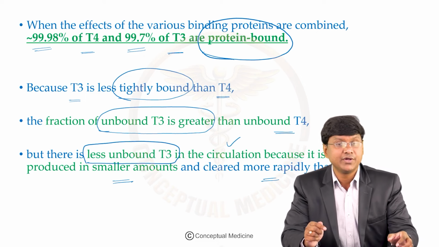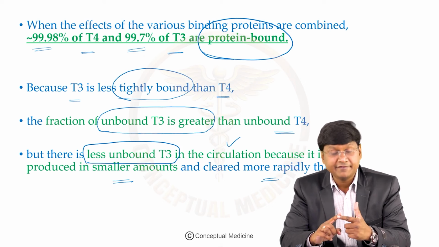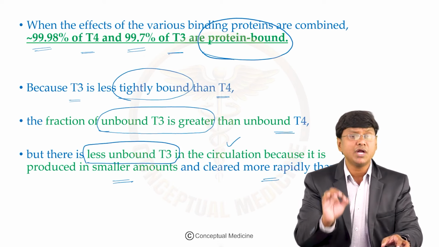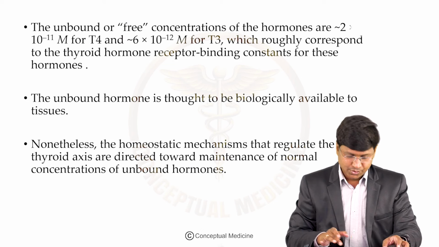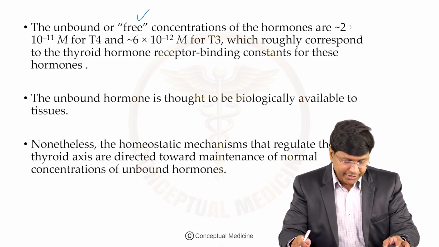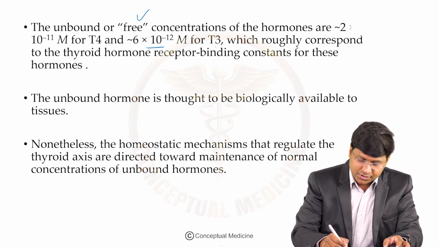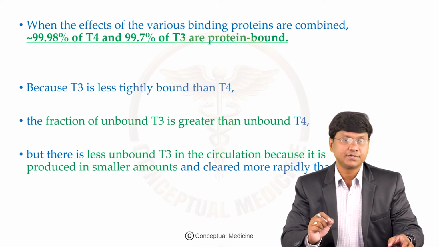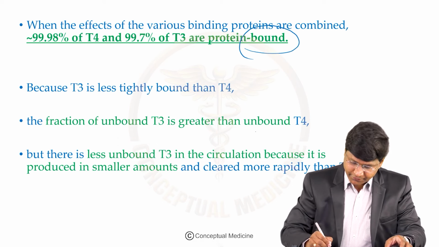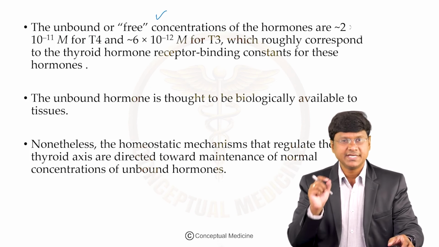So whenever you test for the thyroid hormone levels, you have to test total T4, total T3, and then FT3, FT4. That is free T3 and free T4, meaning the hormone which is not bound to the proteins. So you take the unbound or free concentration of the hormone, which is almost 2 into 10 to the power of 11 moles for T4 and 6 into 10 to the power of 12 moles for T3. So the majority of thyroid hormone is in the bound form.